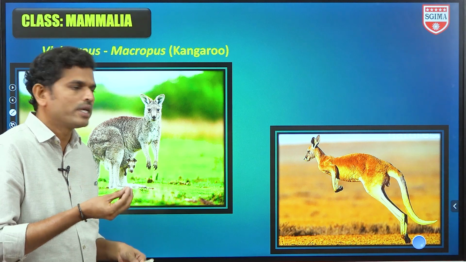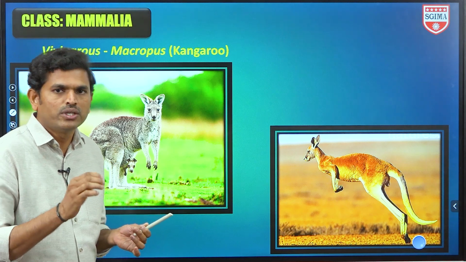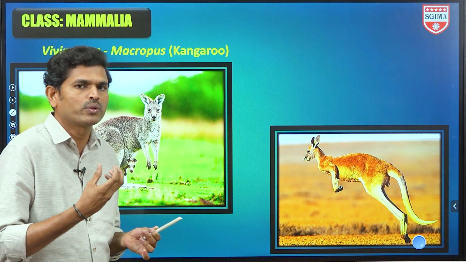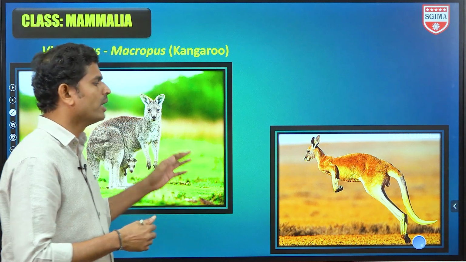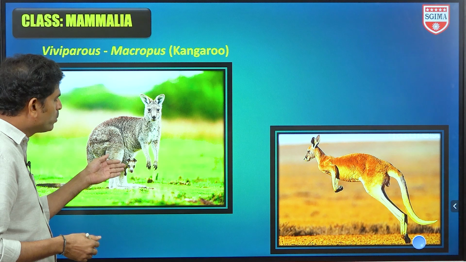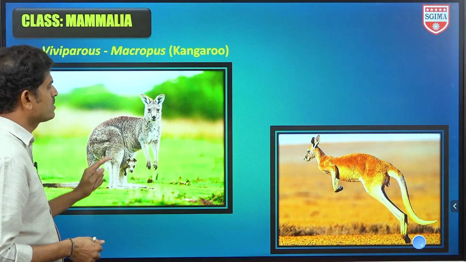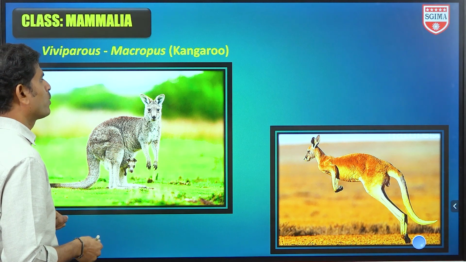It will be continuously, ये ब्रूड पाउच में nipples are present continuously. They drink that highly proteinous milk and after they develop, ये बेबी को पाउच से बाहर रखते. Okay, so this is a marsupial, Macropus kangaroo.